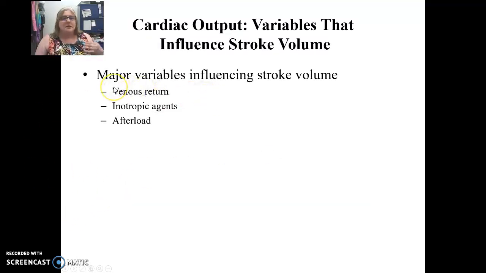There are also agents that influence stroke volume. So we have venous return. The amount of blood that comes back to the heart is going to influence the amount of blood that leaves the heart. Inotropic agents, agents that influence the strength of a contraction, and the afterload, the pressure of the arteries on the ventricles.